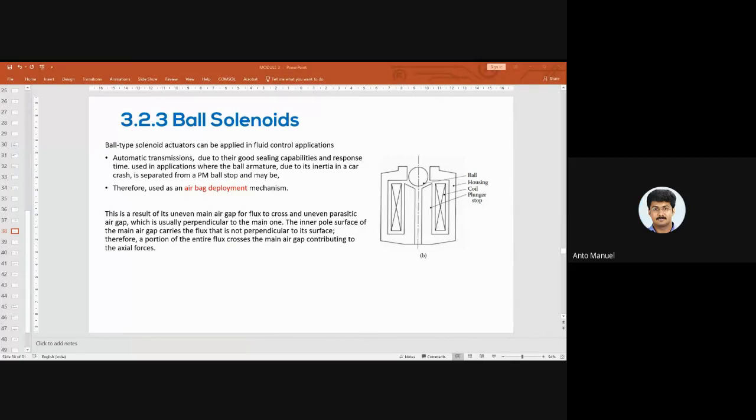Hi all, and now we are going to discuss the ball solenoid. This is the third type of solenoid. Ball type solenoid actuators can be applied mainly in fluid control applications.